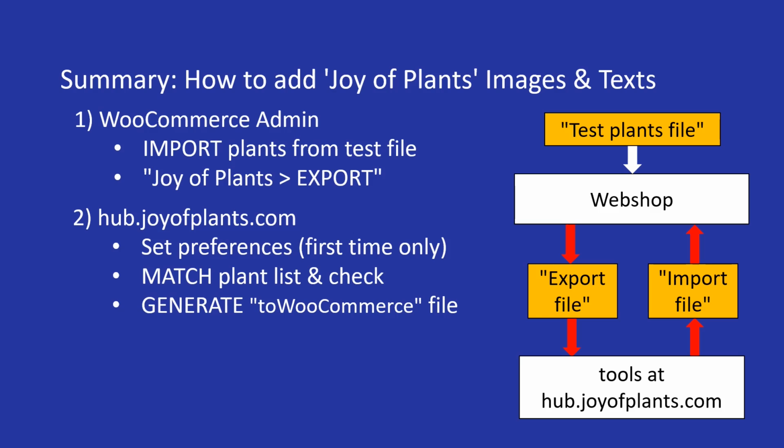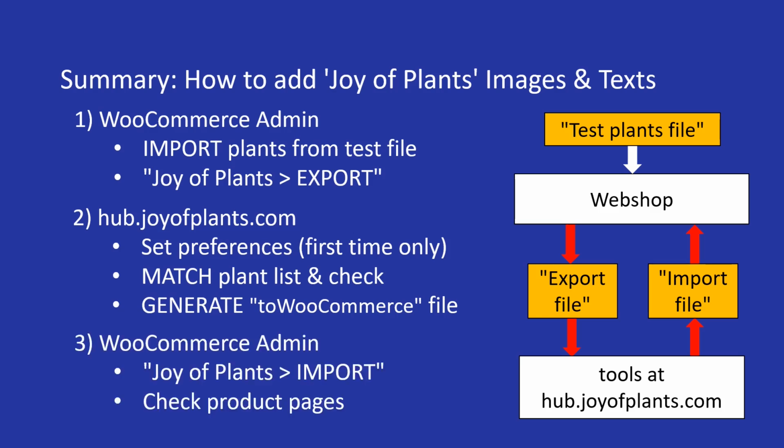Then generate the to WooCommerce import file and download it. Then finally, in WooCommerce admin, use the Joy of Plants import option to import the to WooCommerce file. This adds the images and text to the product pages. Finally, check the test plant pages in the WooCommerce admin page and the live webshop. We'll now go to our browser and follow this process.